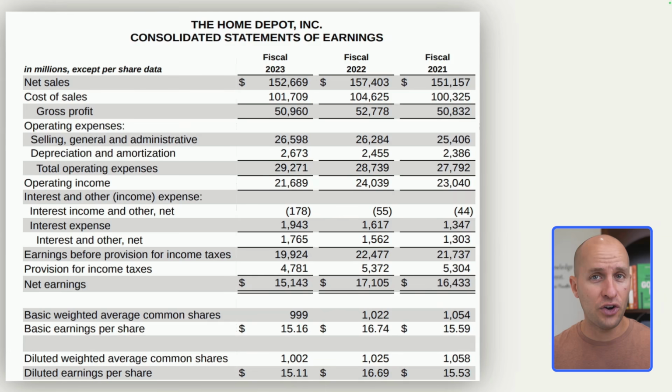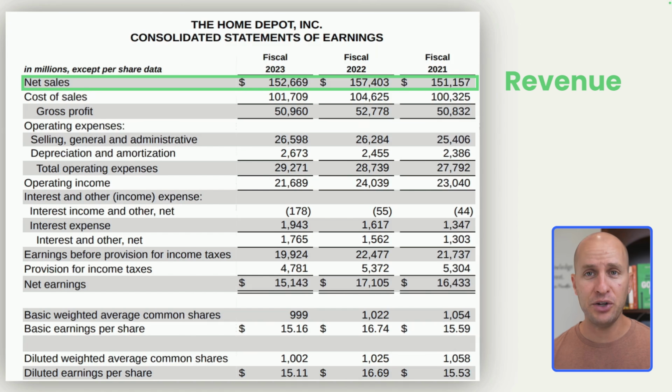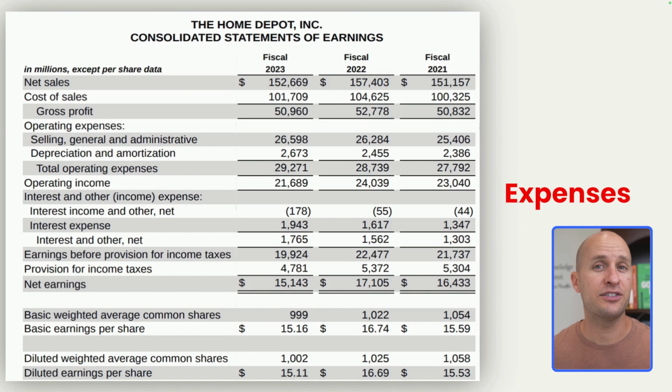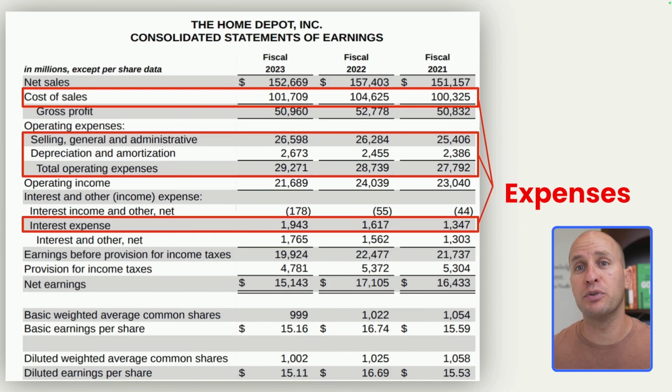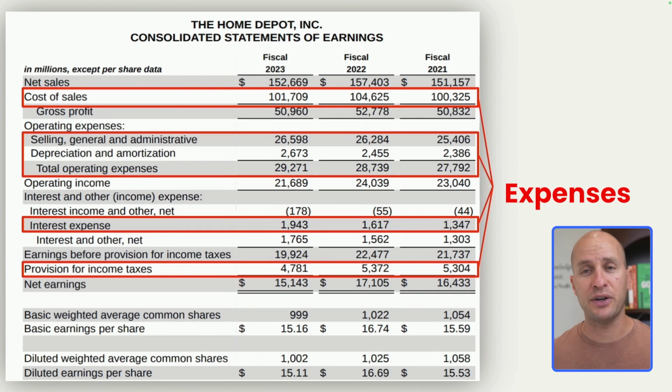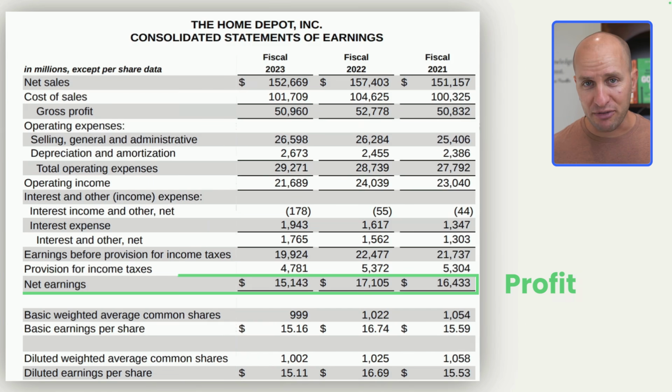Now let's start learning the layout of an income statement by using Home Depot's income statement as an example. Now all income statements have 3 major sections. The first is revenue. This is the total sales that the company generates during the period. Second is expenses. Companies list out all of their various costs and expenditures that they incur to produce those sales during that same period. And the third and final number is profit, which is simply revenue minus expenses.